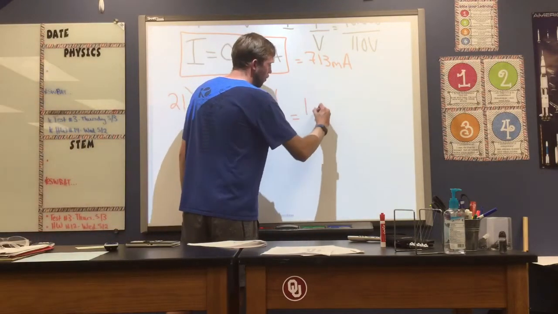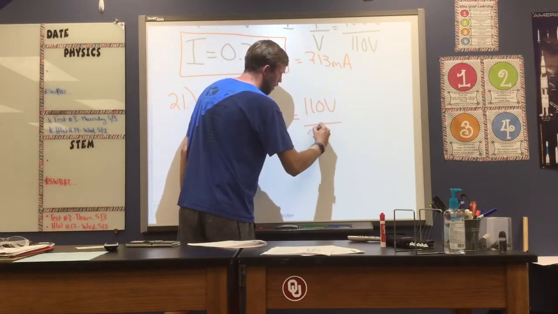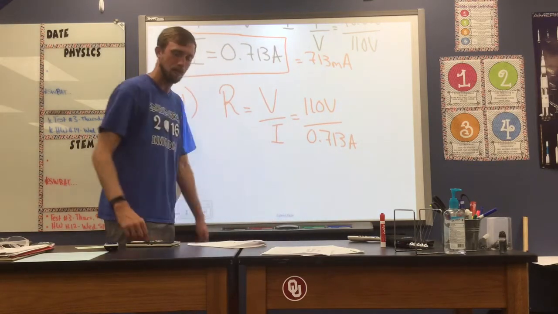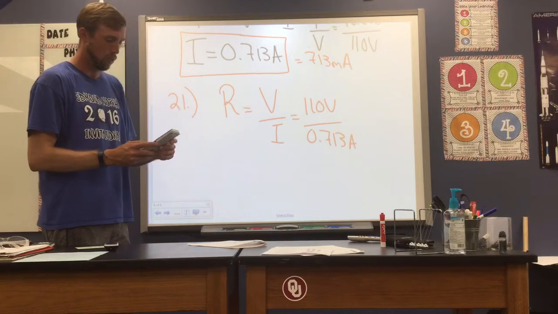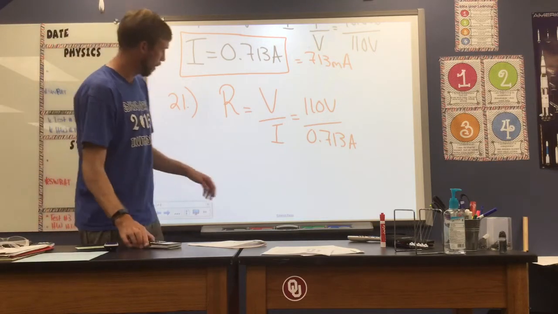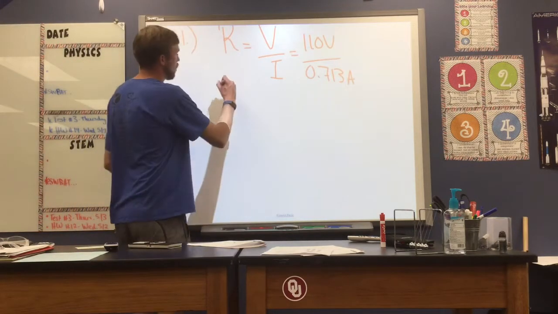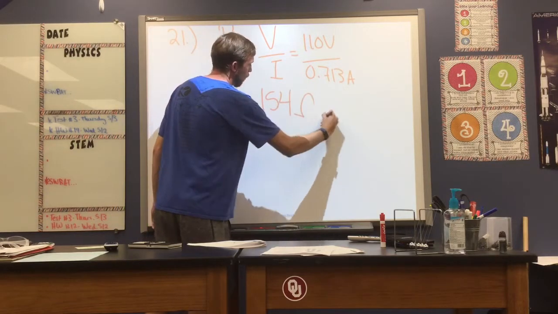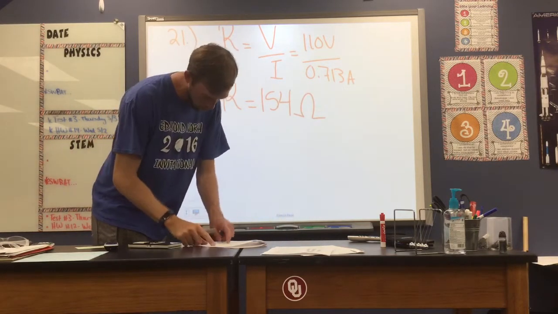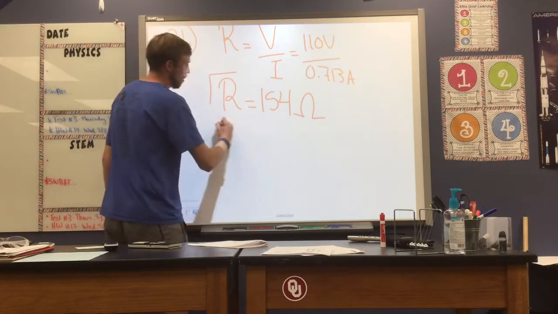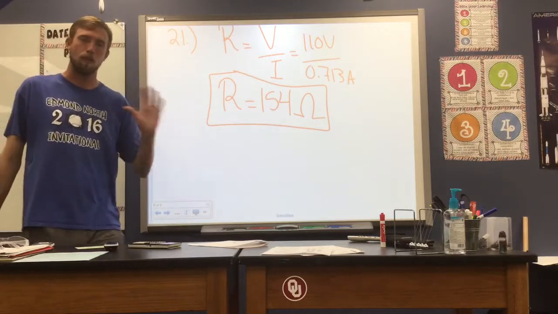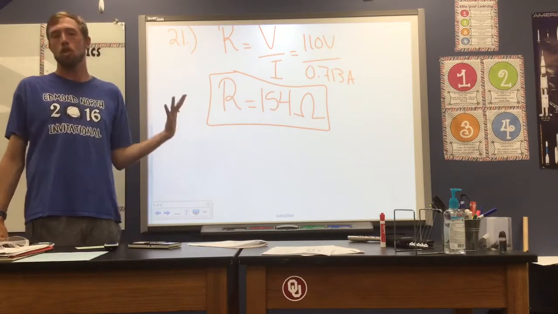So our voltage, 110 volts, divided by the answer we solved for in problem 20, 0.713 amps. So we'll plug that in momentarily. 110 over 0.713. And when we do, we get a resistance value, R, of about 154 ohms. Check and see if that's correct. Boom, we got it, 154 ohms. So again, questions 20 and 21 are very basic application of our power equation and then using Ohm's law.